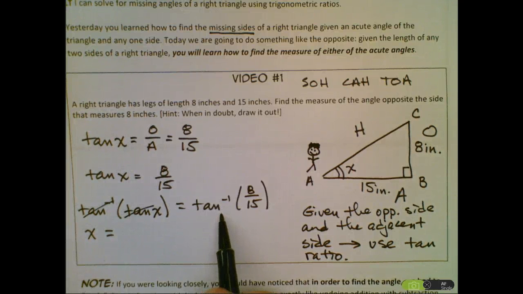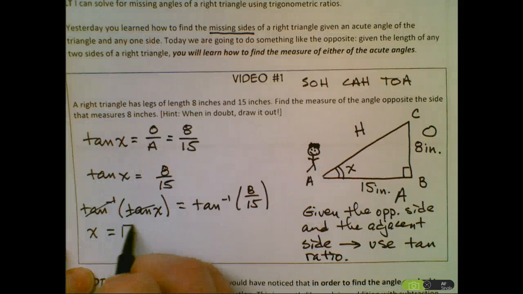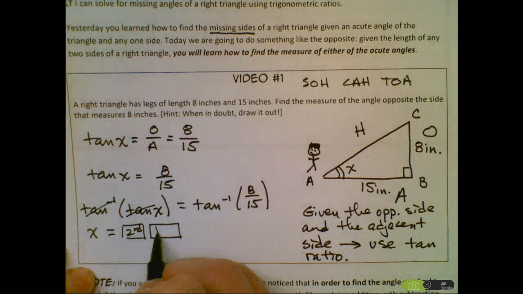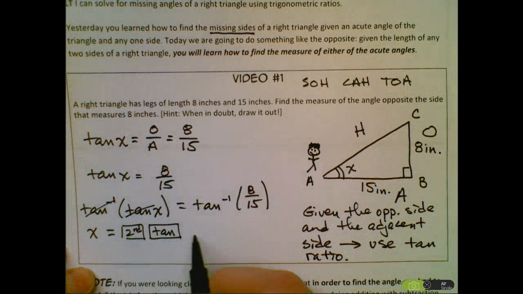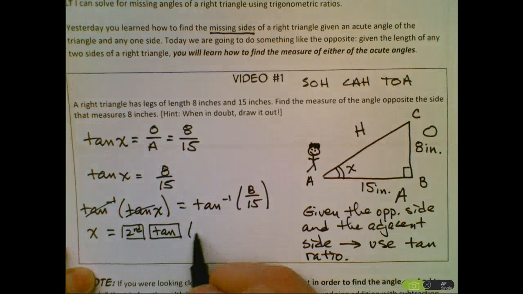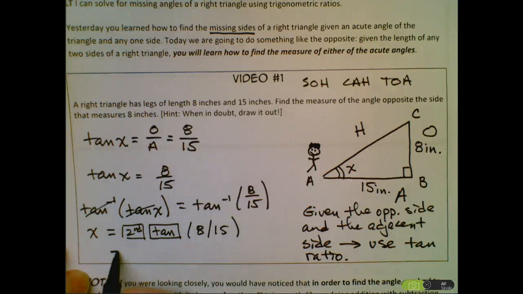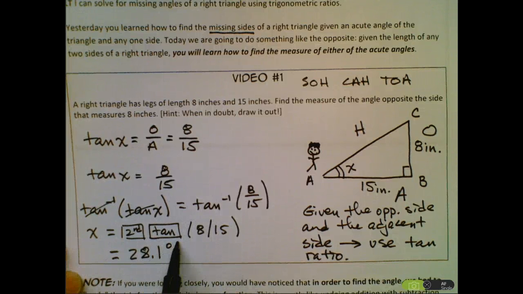So if you notice on your calculator, right above tangent, there's a little tan to the -1. There's a little tan inverse. So you want to hit the second key on your calculator. So we're going to hit second. And then we're going to hit the tangent key, so that's going to give us the tan inverse. And then it's going to give us parentheses, so we're going to do 8 divided by 15. You're going to close your parentheses, and hopefully your calculator gives you about 28.1 degrees.